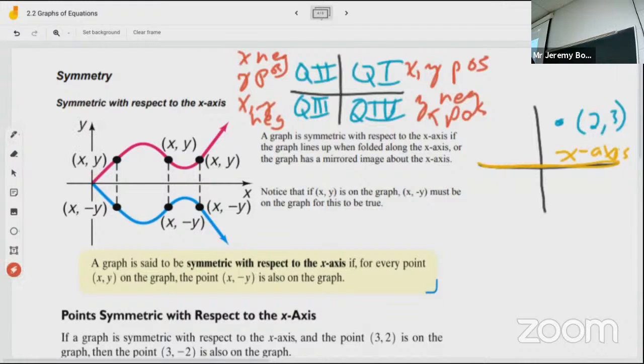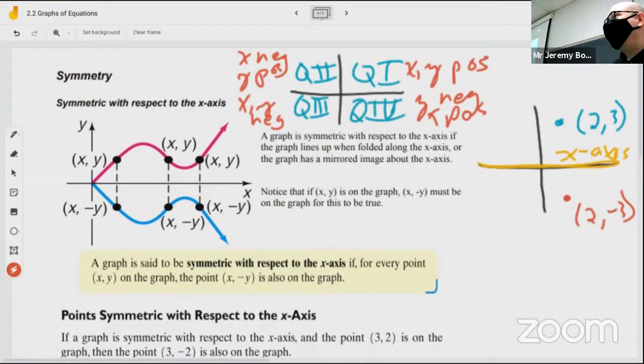2, -3. And we know that because it needs to be down here, right? We don't want to mirror it here. We want to mirror it down here. And so we have a point right here, which is going to be 2, -3. That is where that note is coming from. If x, y is on the graph, then x, -y must be on the graph.